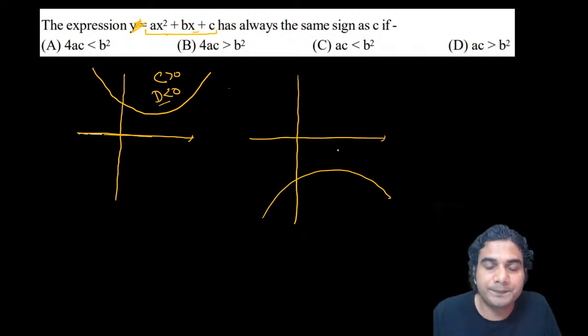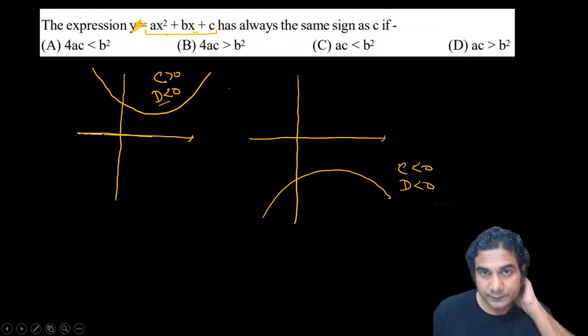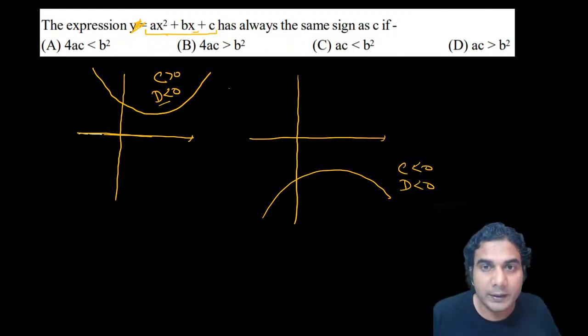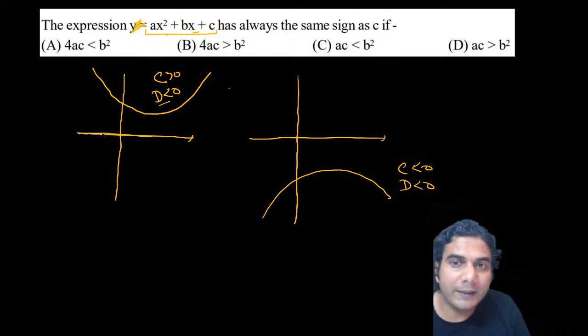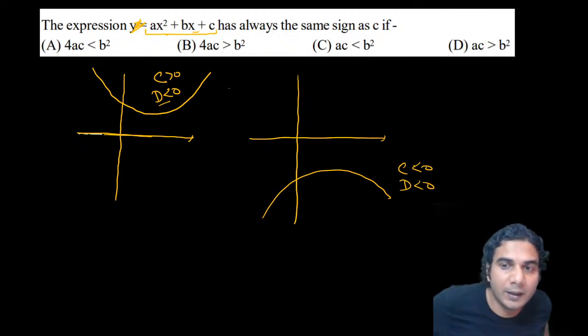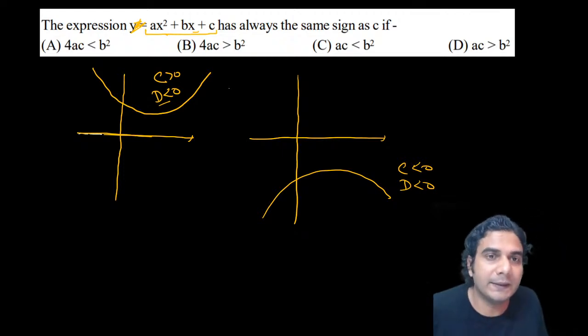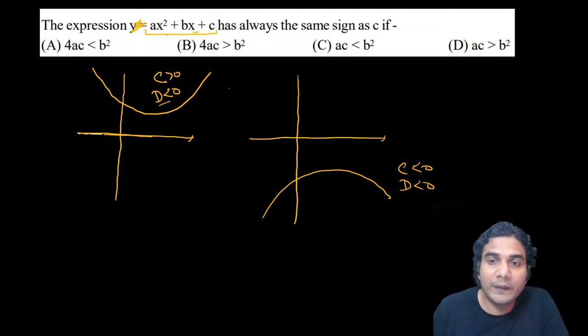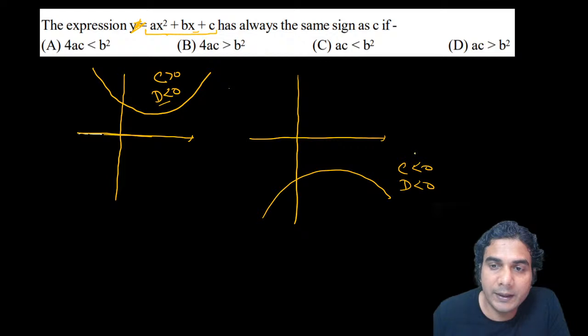What about this? In this case, you can see C is negative and discriminant is also negative. Discriminant has always the same sign as C. So this might be the case. When C is negative, then discriminant is always negative. This can exist, all right.